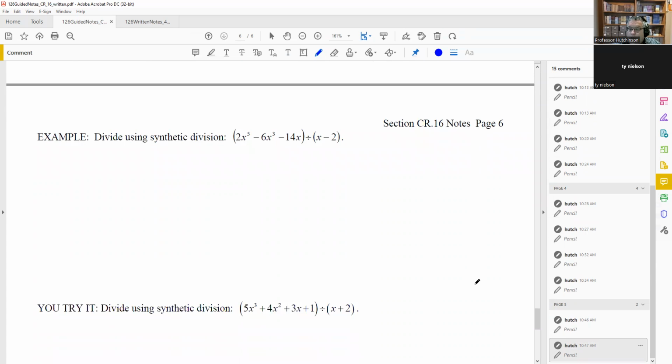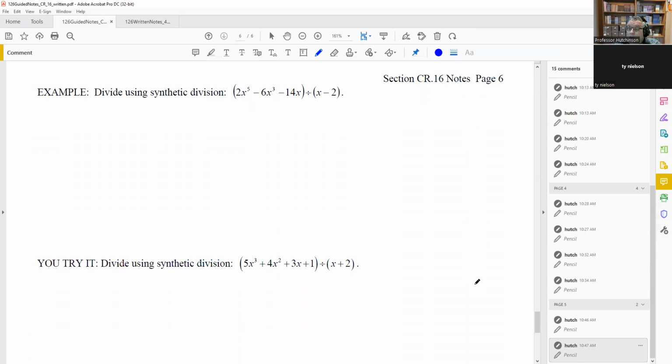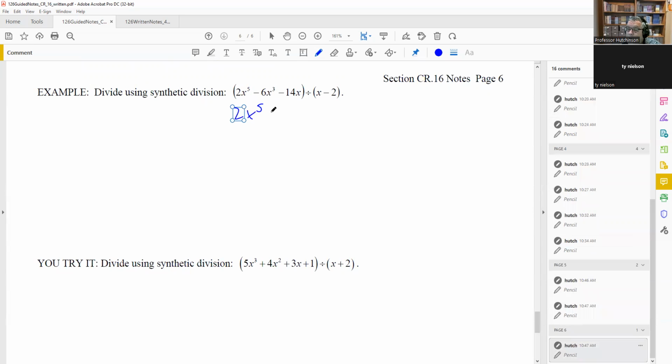Okay, so next one. All right, so this, again, we have it with descending powers, but the problem is we don't have x to the fourth, so we do need to put a placekeeper in for that. We have 6x cubed, but we don't have the x squared term, minus 14x. Now we also need to put a plus 0 in here as well.